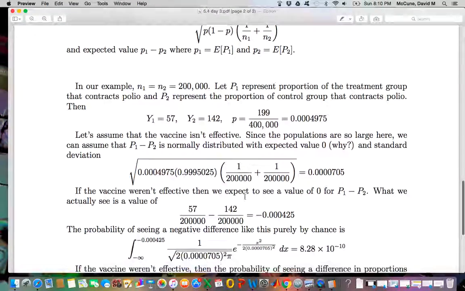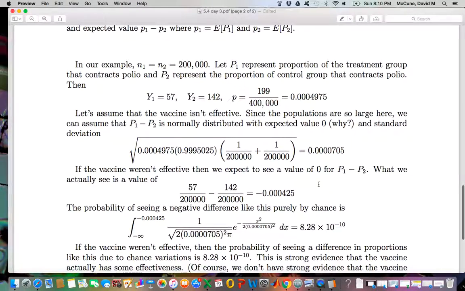Okay, so if the vaccine weren't effective, we expect to see a value of 0 for P1 minus P2. What we actually see is this difference, right? Here's the treatment group proportion minus control group proportion, and this is what you see instead of 0. So what's the probability of seeing a number like that by chance? Well, it's less than what we expect, so we go from negative infinity up to it. Normal distribution stuff here, right? Everything's just plugged right in.